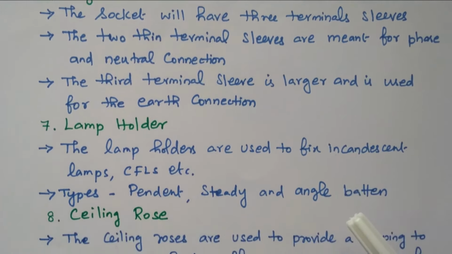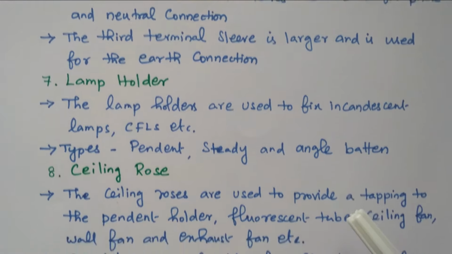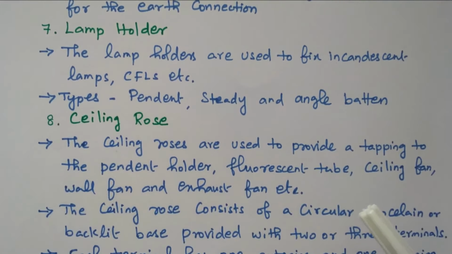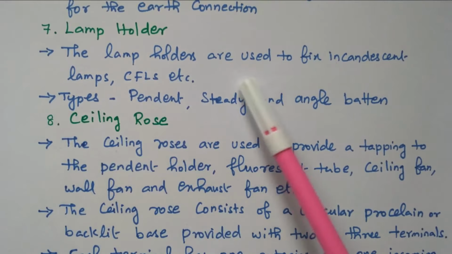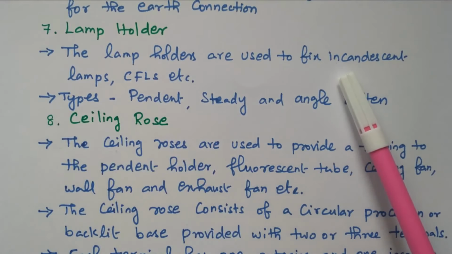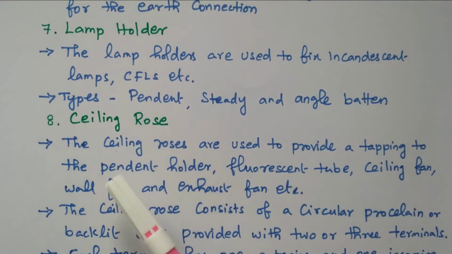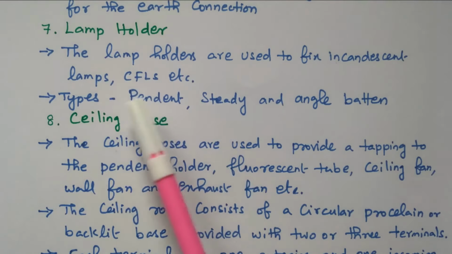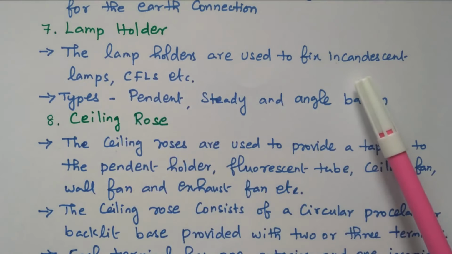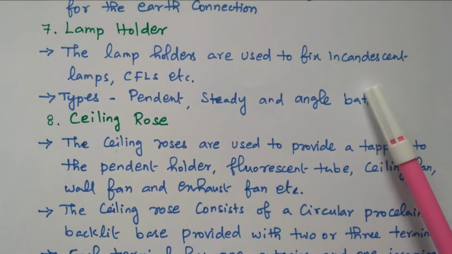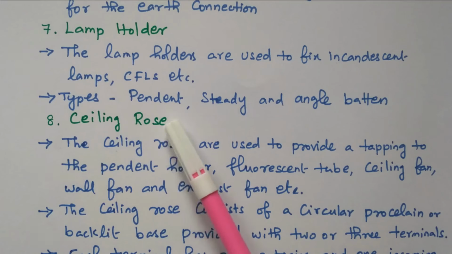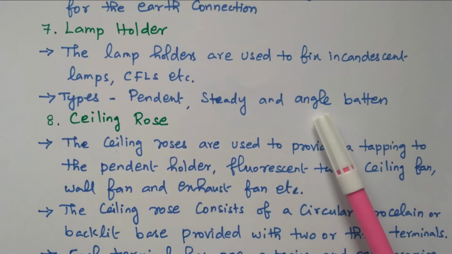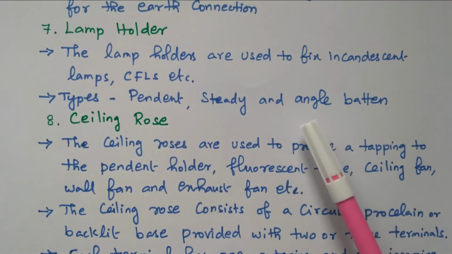Then the lamp holder. The lamp holders are used to fix the incandescent lamp or CFLs. It is the holder. It will hold the lamp, either CFL or incandescent lamps. The types are pendant, batten, or angle batten. There are various types of holders available.